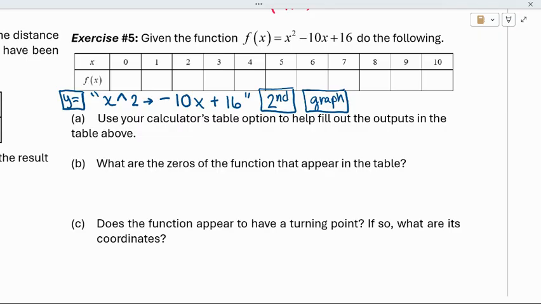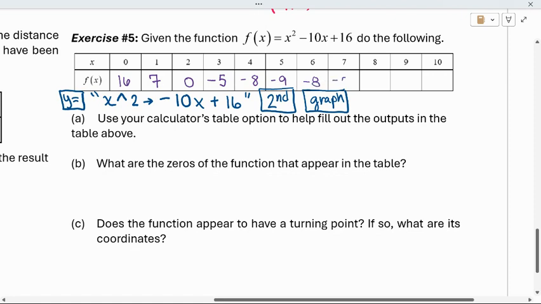Okay, so when x is 0, what did you guys get? 16. When x is 1, what did you get? When x is 2, what did you get? When x is 3, when x is 4, when x is 5, when x is 6, when x is 7, when x is 8, when x is 9, and when x is 10.